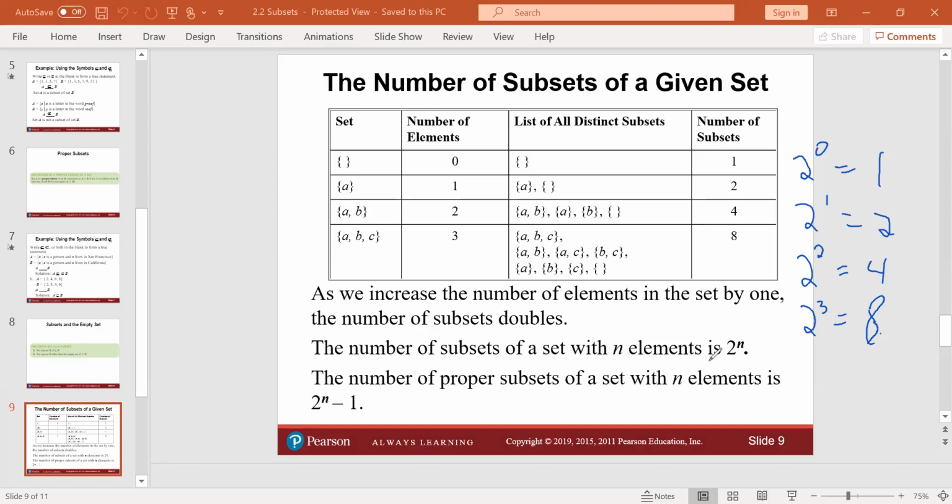Lastly, the number of proper subsets of a set with n elements is 2 to the n minus 1. Because think about it. It's normally 2 to the n. 2 to the power of how many elements are in the original set is the number of possible subsets. Proper subsets, though, always knock out the set itself, the original set you start with. So you've got to knock that off by 1 if you're talking about proper subsets. But everything else is a proper subset. So lots of fun stuff happening.